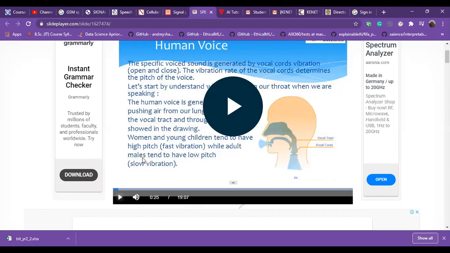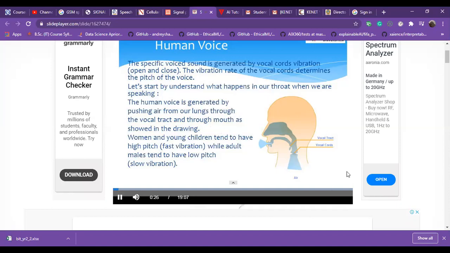This is more of a biological aspect: the human voice, the spectrum, the vocal tract, the vocal cords, everything that you have there. Let me just embed it here so that we can play. Vocal cords vibration, open and close. The vibration rate of the vocal cords determines the pitch of the voice.